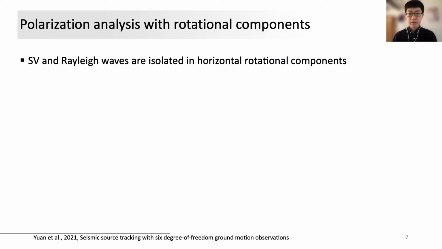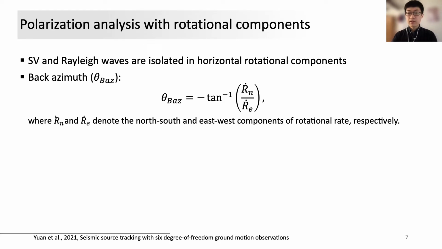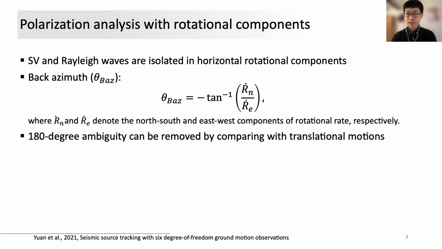Apart from Love waves, SV and Rayleigh waves can also be used to estimate source directions due to the fact that they are isolated in horizontal rotational components. Without the interference of direct SH type of waves, the source back azimuths can be retrieved through classical polarization analysis of pure horizontal rotational components. The 180-degree ambiguity can be resolved as well by comparing the translational and rotational components.